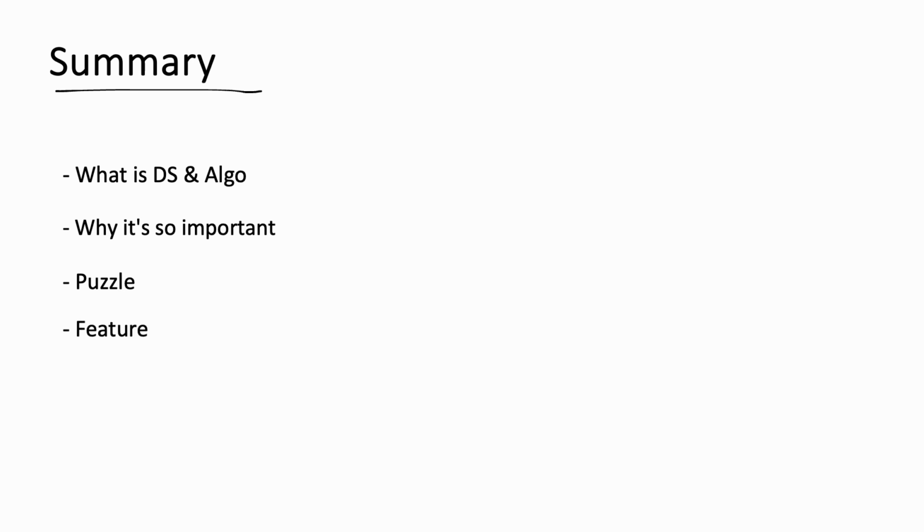Okay, let's take a summary. We have seen what data structures and algorithms are. We understood why they are so important. We solved one puzzle and understood the underlying data structure and algorithm there, and we enhanced a feature using a trie, and we have observed some of the data structures and algorithms that exist in our real world, and we have seen some of the commonly used data structures and algorithms.